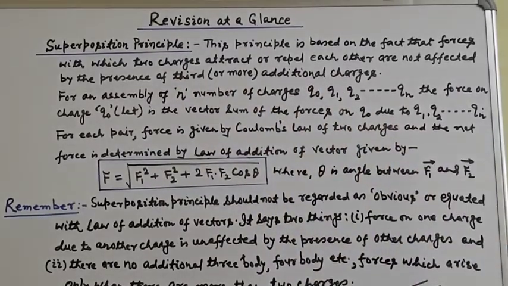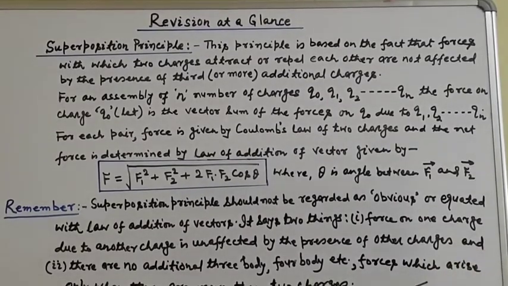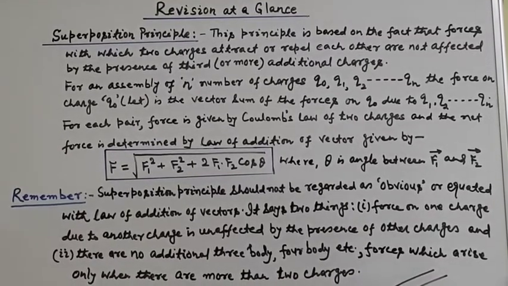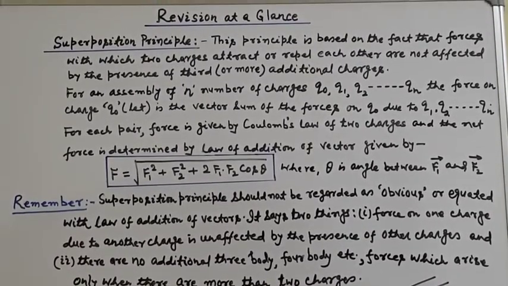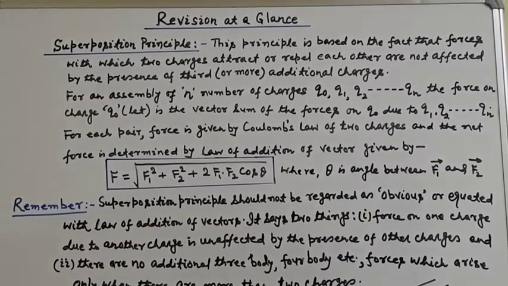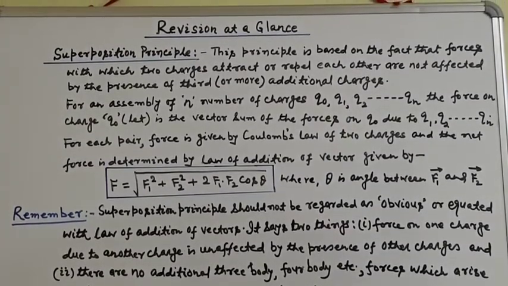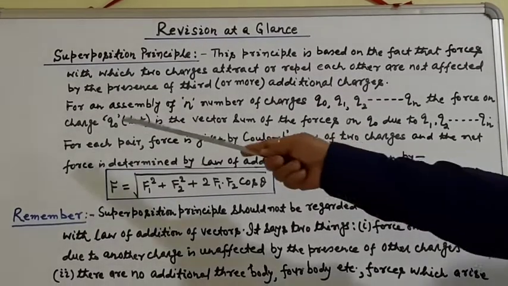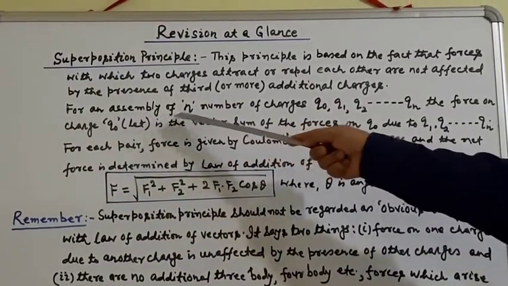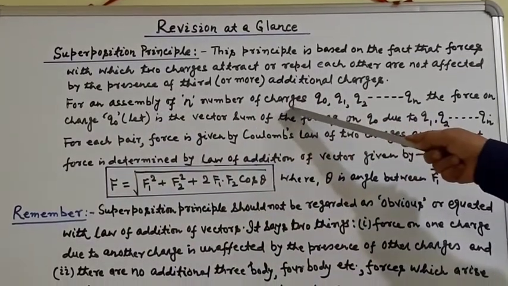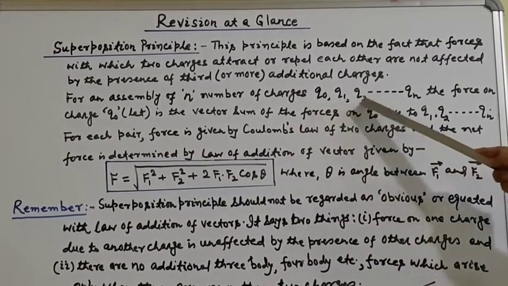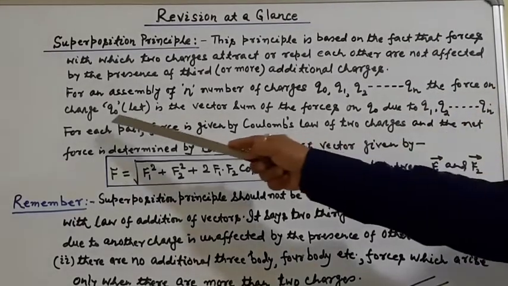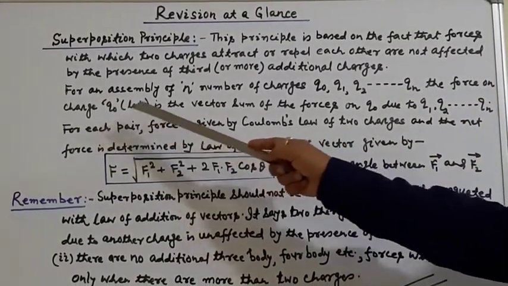That is, when a number of charges are interacting with a single charge, the net force on this single charge will be the vector sum of all the forces due to each charge on that single charge. Thus, I have taken one example for an assembly of n number of charges. Suppose q0, q1, q2, q3 up to qn.